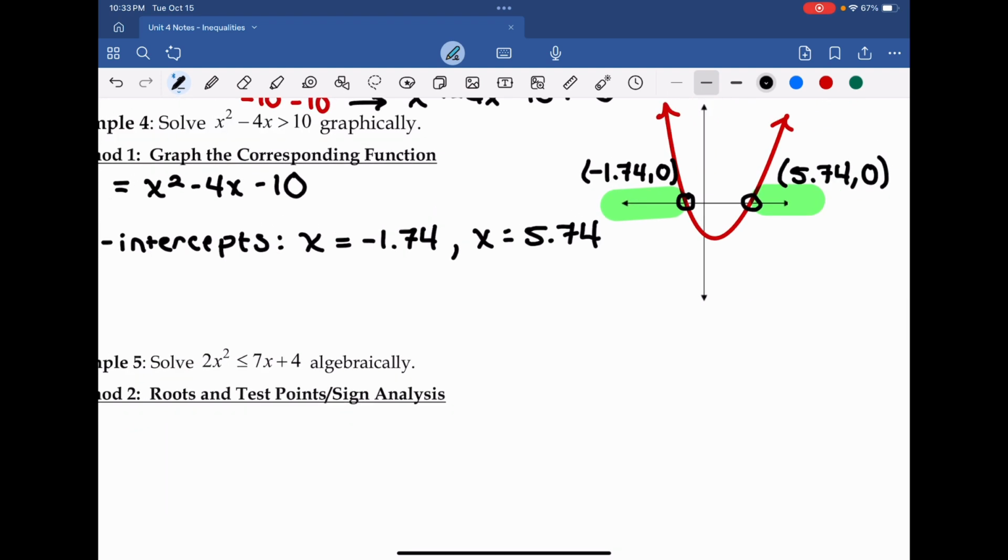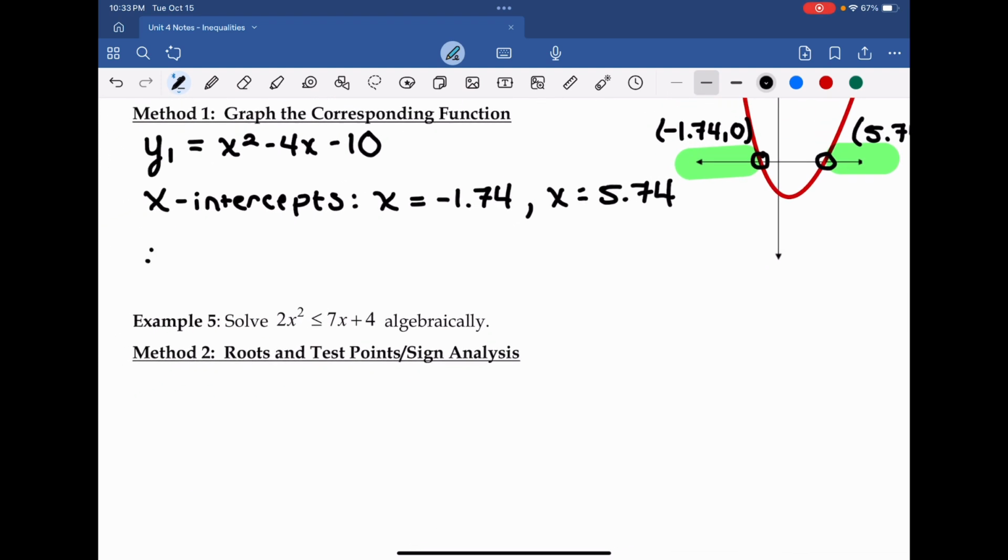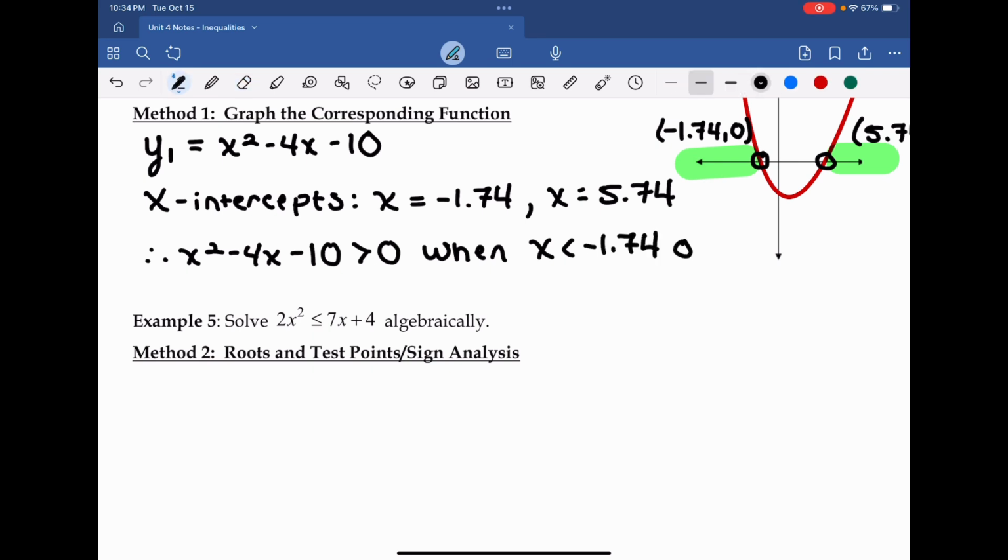Now what we're going to do is summarize this. Therefore, x squared minus 4x minus 10 is less than 0, or sorry, greater than 0, because we're talking about where it's above the x-axis, when either x is less than, and specifically we need to make sure it's just less than negative 1.74, or where x is greater than 5.74.